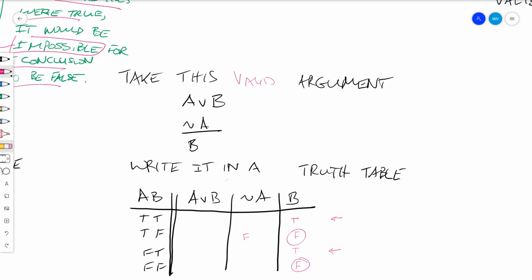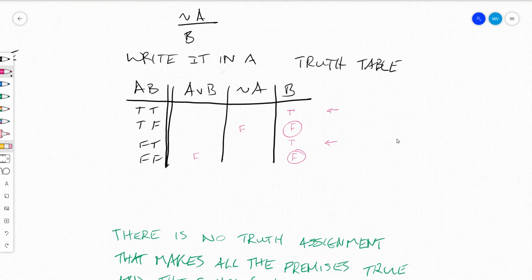Same thing on line 4. A is false, so the second premise, not A, is going to be true. So what we need to look at is the disjunction. In that case, both A and B are false. That makes the disjunction false. So that means, again, we have at least one false premise whenever the conclusion is false. And that means that this is a valid argument.